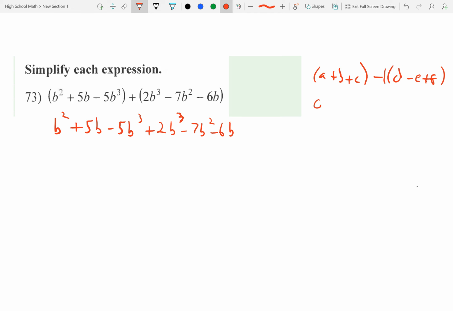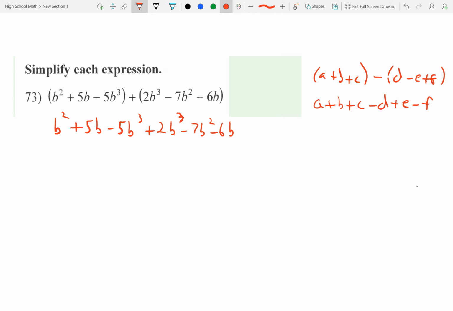I could drop my first parentheses, a plus b plus c, and I need to change all these signs. Minus 1 times d would be a minus d. I could write it as subtract d. Minus times minus would be plus e. Minus 1 times f, minus f. And this makes perfect sense. Forgetting the 1 for a second, aren't we being called to subtract d? That's what that says. A minus e is an add an e. And minus f, that's what that says.